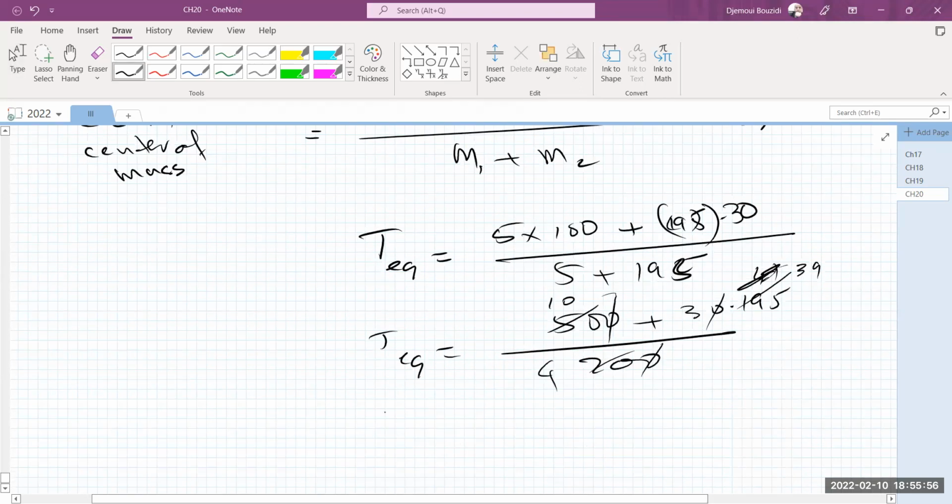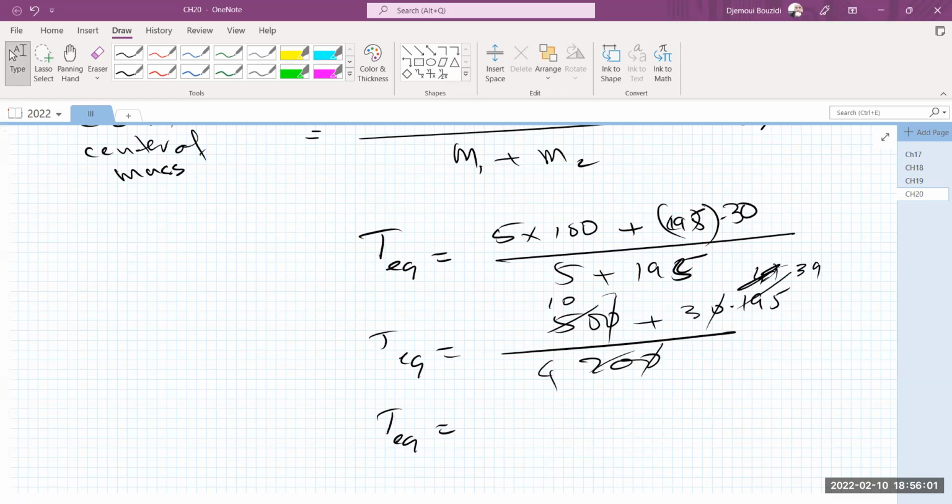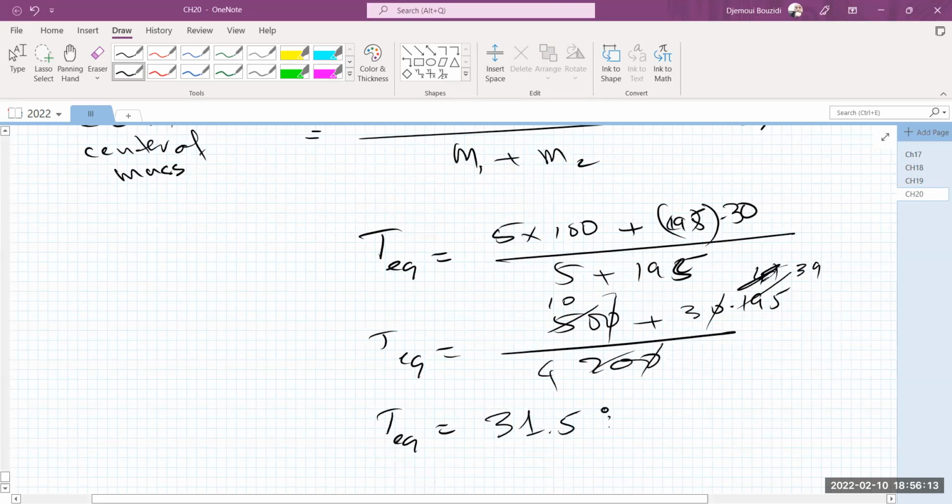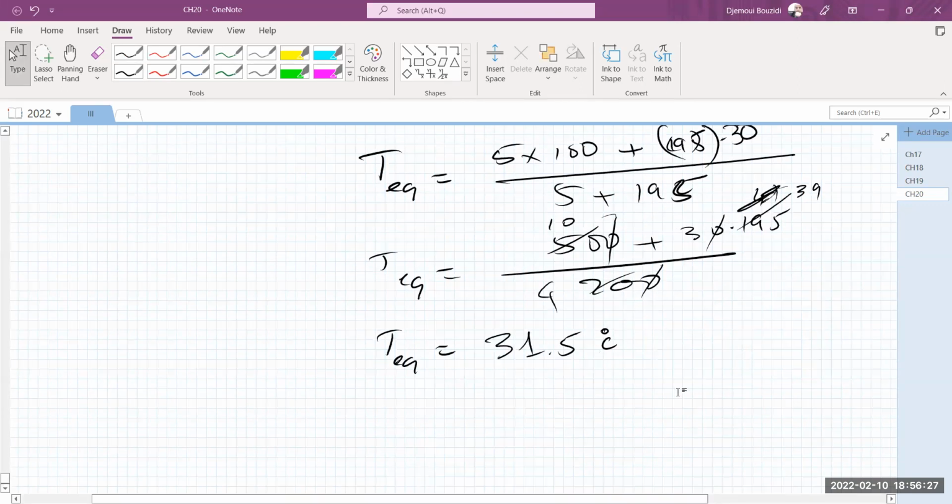Okay, you can find the number in here, please. Can you find the T equilibrium in this case? I got 31.75. Yeah, same here. Wow. It did not warm that much, did it? Because he's got only a 5 kilogram versus 195 kilogram. Obviously, it's not going to shift anywhere in the middle. Okay. So 31.5 degrees Celsius.